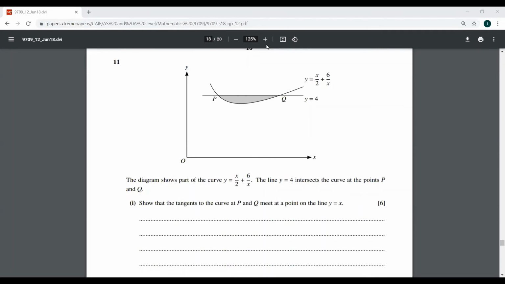What is special about the points on the line y equal to x? The x and y coordinates are the same. So basically you will be finding the equations of the tangent at both the points. You will solve them simultaneously, and you will see that they have the same x and y coordinates. So that is what we have to prove here. So please start solving this.